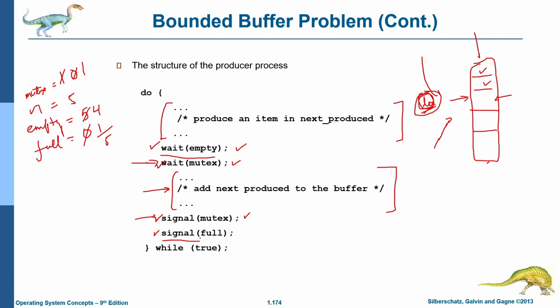But the way the producer is unique here is that it waits on empty. Basically, it takes an empty ticket, takes a buffer. Now the number of empty is 4. But then it signals full, because now one buffer is filled up.